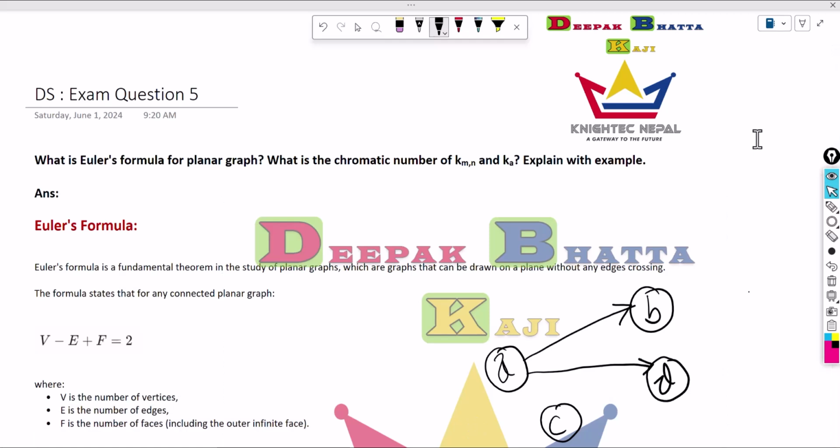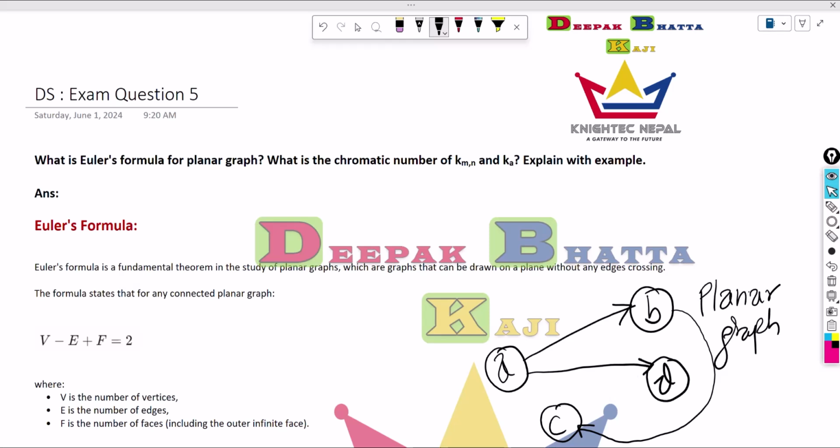So instead of it, we can construct the planar graph, or we can connect B and C from the outer side. So this is a planar graph. None of the edges are crossing with each other, so this can be called a planar graph.